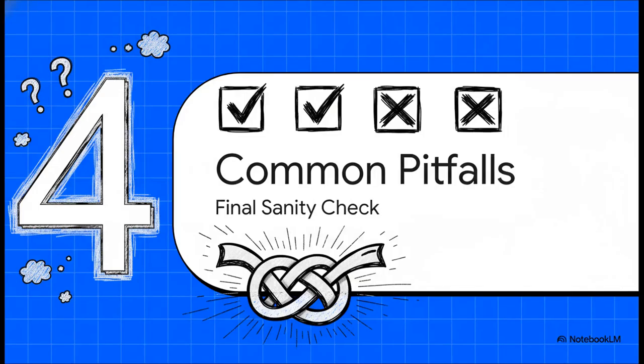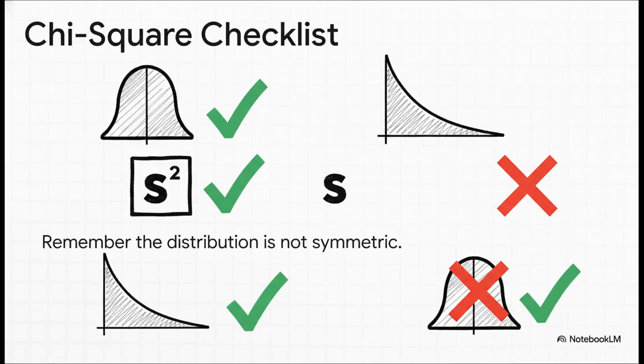Okay, before we wrap this all up, I want to give you a quick sanity check. A little checklist of the most common mistakes people make with this test so you can avoid the headaches. First, and you knew I was going to say this again, you absolutely must double-check that your data is normal. The test is just way too sensitive. Second, a classic rookie mistake. People plug the standard deviations straight into the formula. Don't do it. You gotta square them to get the variance first. And last, just remember the chi-square distribution isn't that nice symmetric bell curve. It's skewed off to the right.